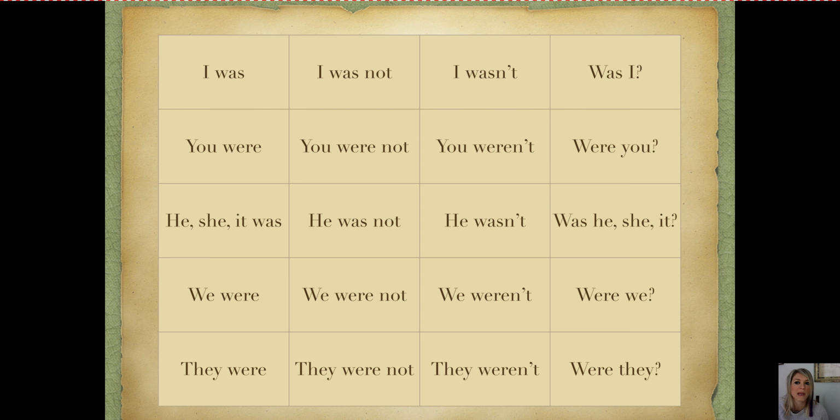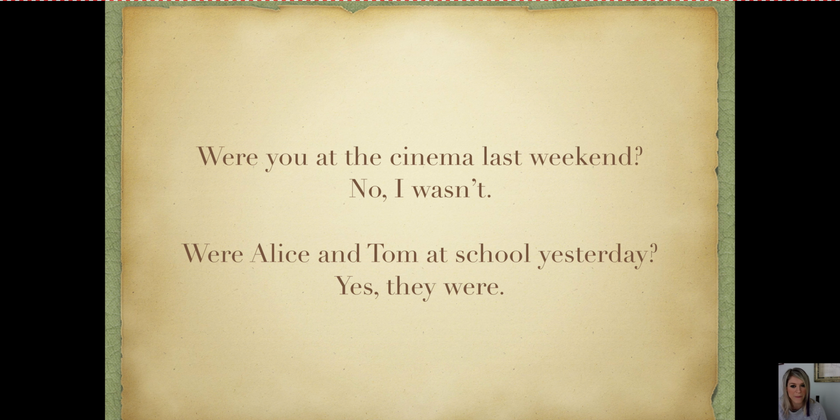Positive form is I was, you were, he, she, it was, we were, and they were. Negative form is I was not, you were not, he was not, we were not, and they were not. And the short form is I wasn't, you weren't, he wasn't, we weren't, and they weren't. And question form, remember that's the verb to be, so we have to make an inversion between the subject and the verb. So it is was I, were you, was he, she, it, were we, and were they.